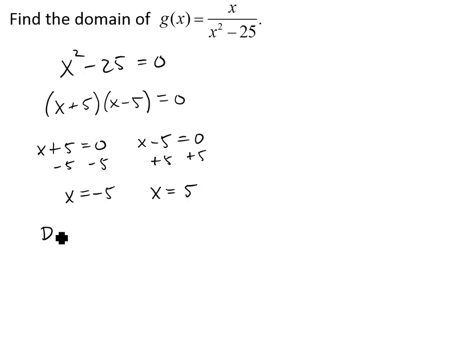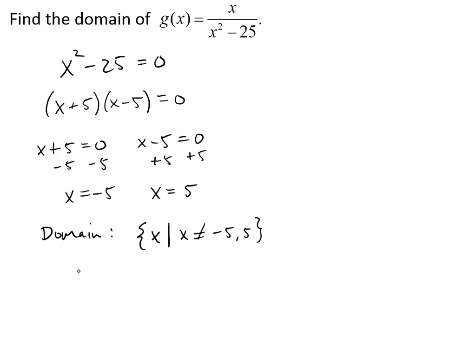And so there's a couple of different ways we can write that. We can use set notation, which would look like the set of all x such that x does not equal negative 5 and 5. So we want to make sure and get that does not equal in there.